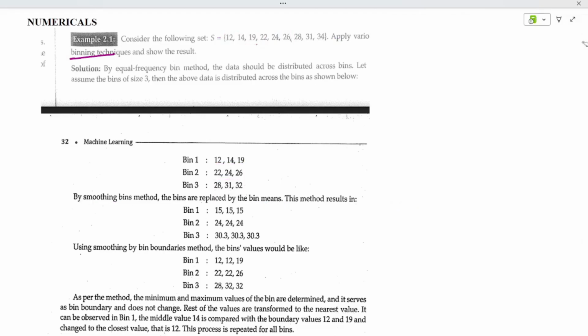Okay. See, the first question is about the binning techniques. They have given a certain data set of 9 elements, as you can see here. So you can divide it into 3 bins of equal size, 3, 3, 3. Now you divide it and write it in the first step. Next you can do it by the method of means, which is called smoothing by means.